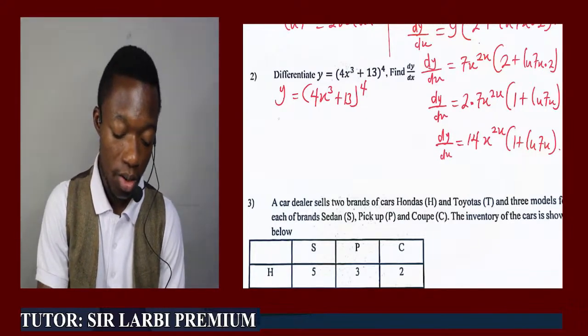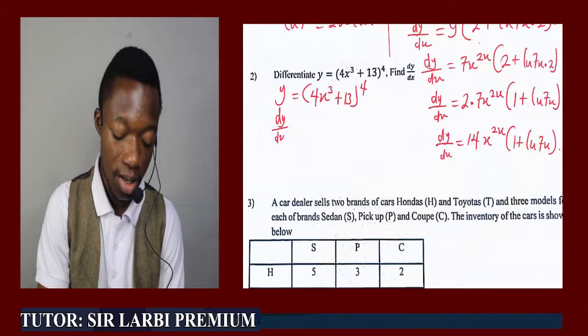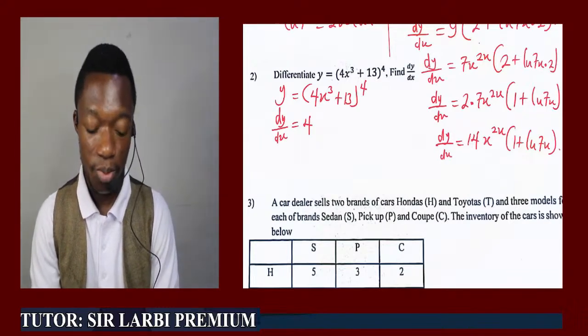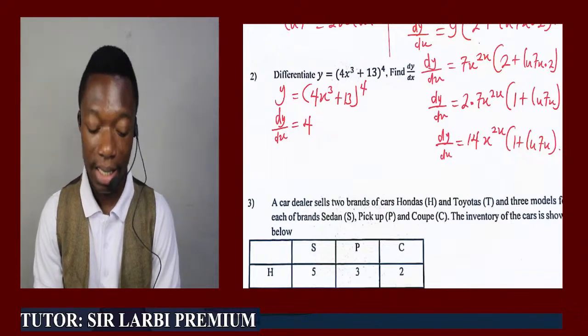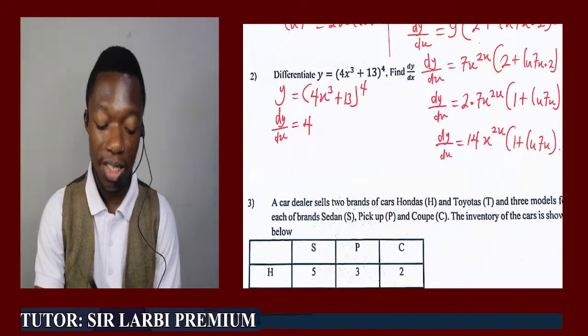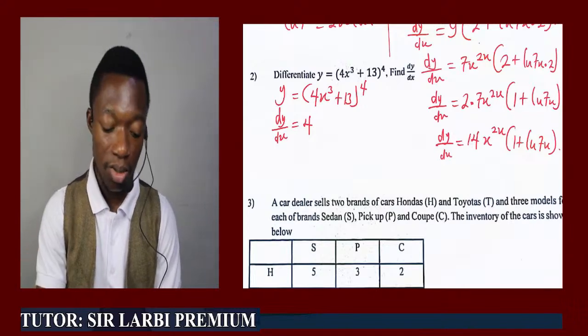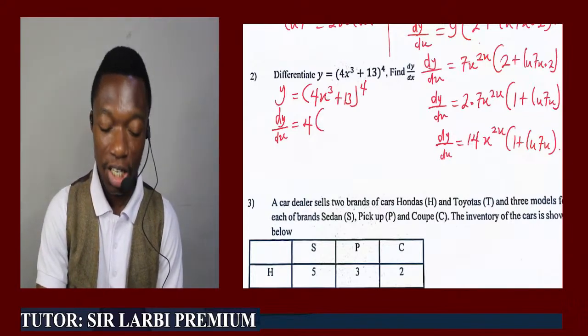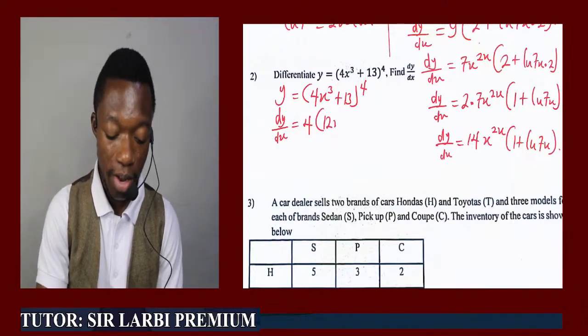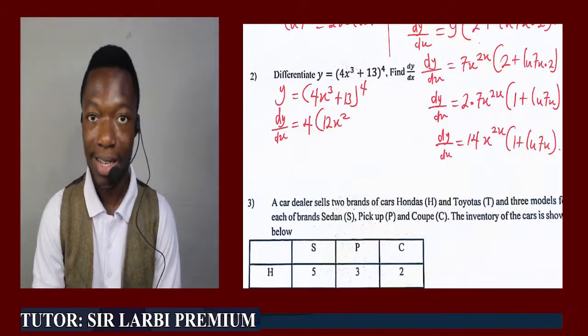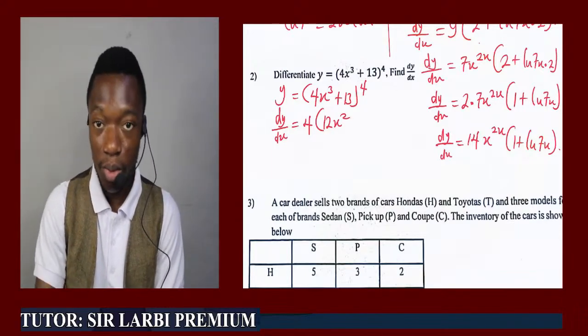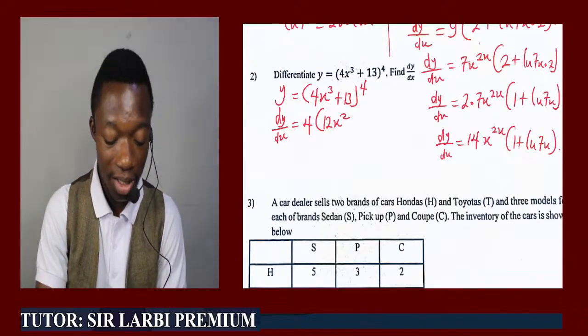So you're going to have what? dy over dx to be equal to, so you bring the 4 in front of what? The expression 4x cubed plus 13. And after that, you differentiate what? The term in the bracket individually or independently. So differential of what? 4x cubed supposed to get what? 12x squared. Differential of 13 is a constant, so you get 0, so you don't bring that into the equation.